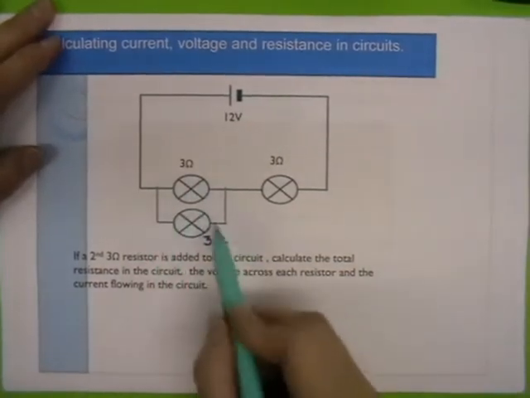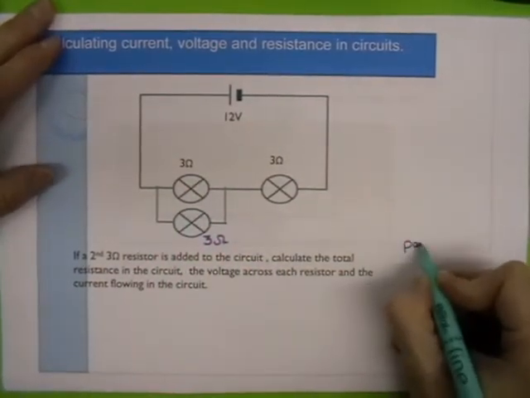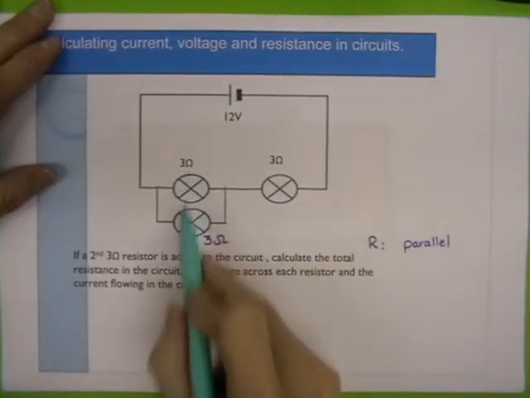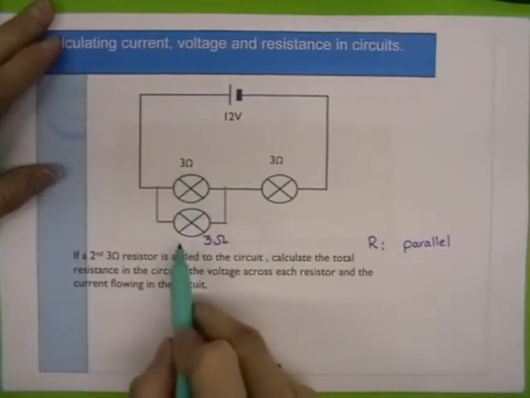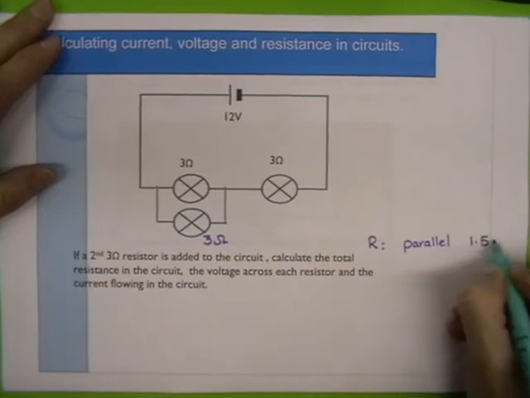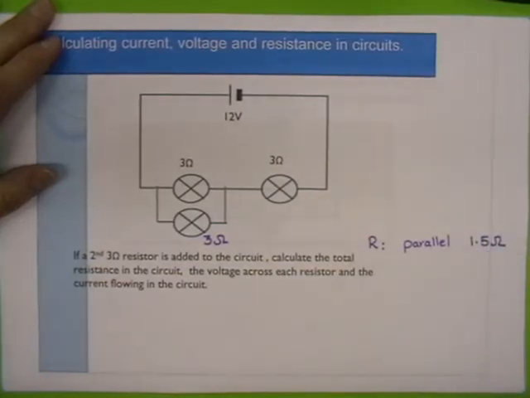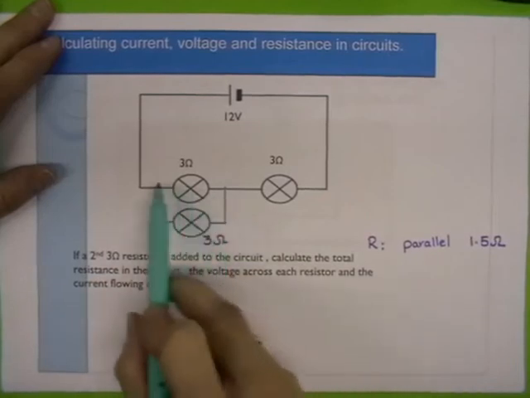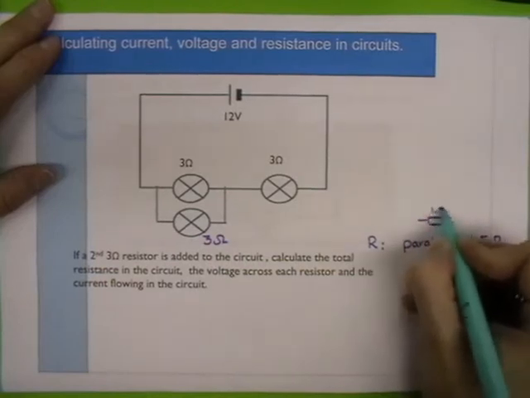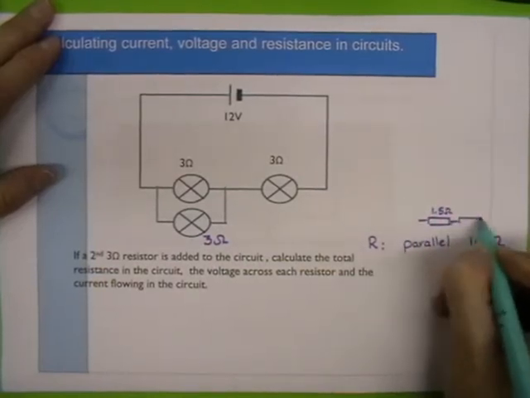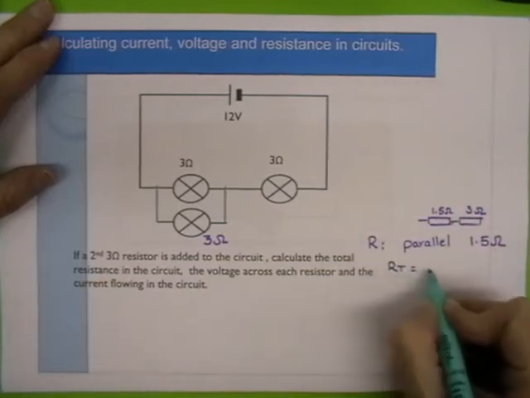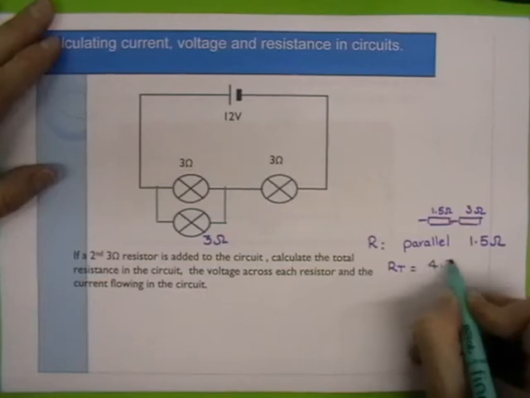Now, I'm going to do the parallel bit first. I'm just going to do it over here. In parallel, I've got 2 equal resistors here, and therefore the total resistance is half of one of them. And so half of one of them is 1.5 ohms. So now I have an equivalent of 1.5 ohms here. If I just draw this, 1.5 ohms in series with 3. And so my total resistance there must be equal to 1.5 plus 3, which gives me 4.5 ohms.